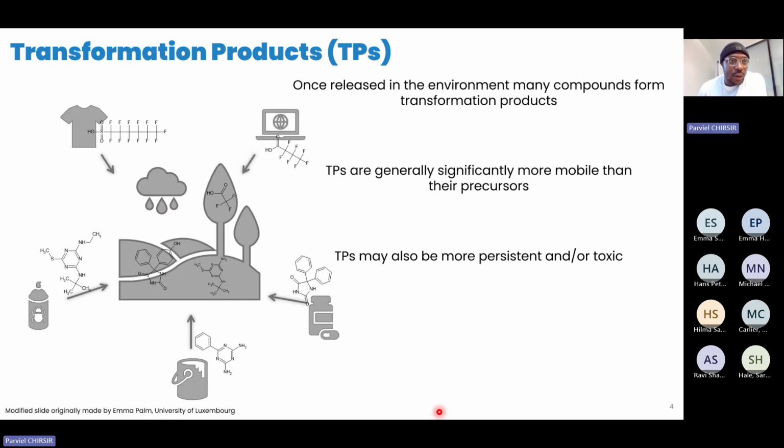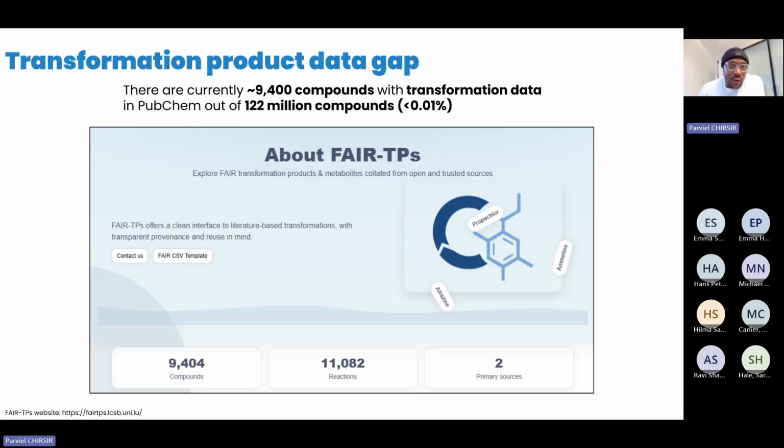Now, why are transformation products important? Because when substances are released into the environment, they undergo various transformation reactions to produce different transformation products. Generally, these transformation products are more polar and so more mobile than their precursors. But also, some of them can have similar or more persistent and toxic properties compared to their precursors. This means that both PMT compounds and PMT transformation products, or PMTTPs, are a problem. However, there is insufficient transformation product data to be able to assess these PMTTPs.